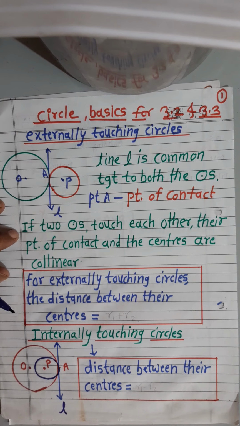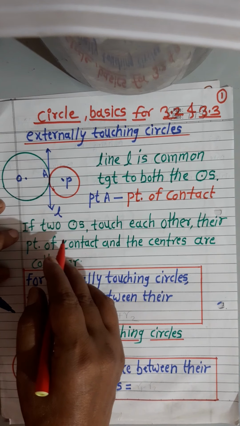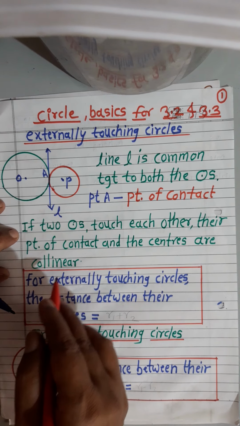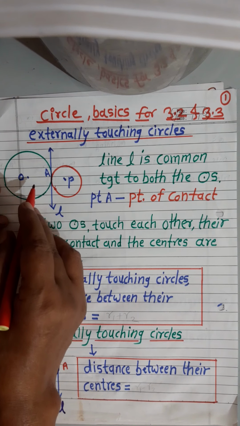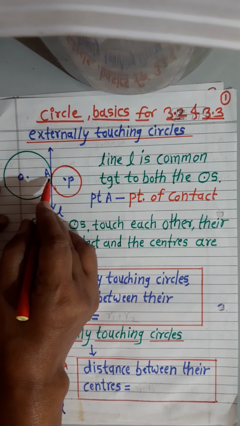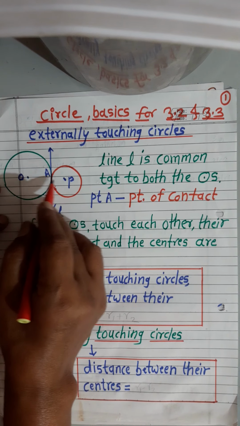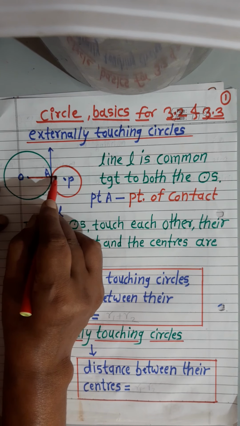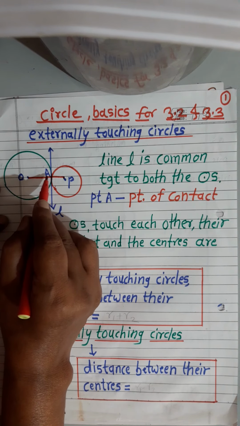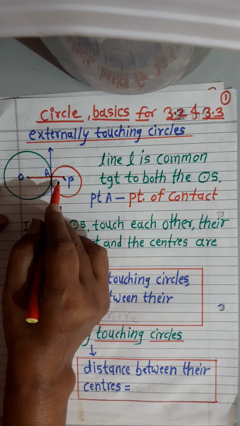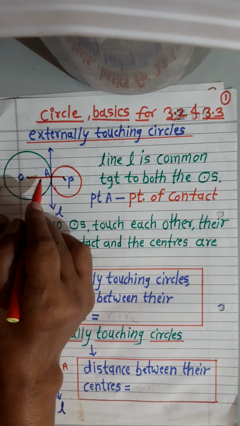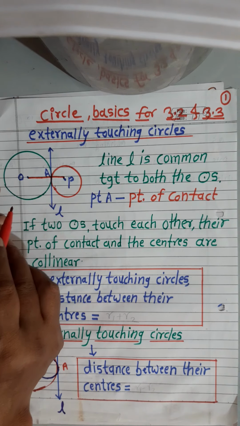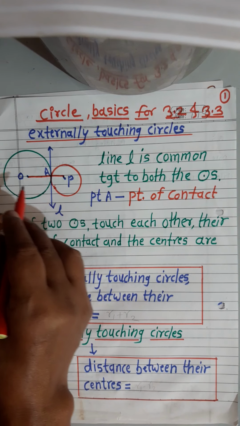Now, if two circles touch each other, their point of contact and the centers are collinear. See here, these two circles touch each other externally. A is the point of contact and O and P are their centers. Then these 3 points are collinear. The point of contact of two circles and their centers.